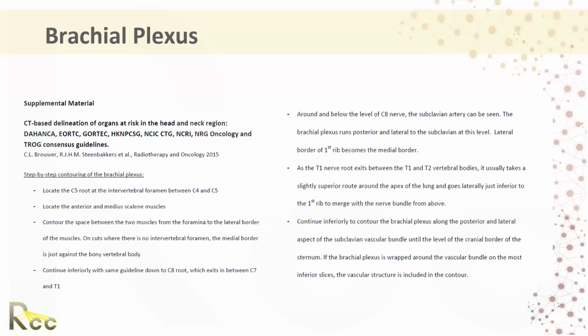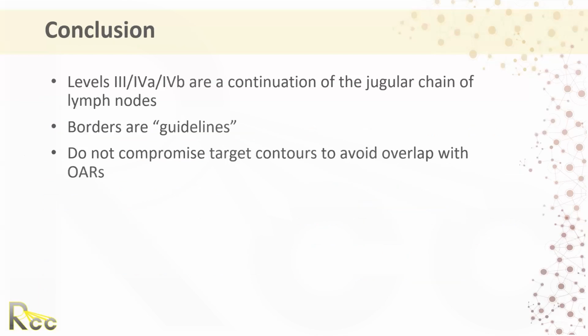So at least in the presentation part, this concludes what I'm describing in terms of the borders. Levels 3, 4A, 4B are all a continuation of the jugular chain of lymph nodes. I really want to emphasize the borders are guidelines, but humans are unique and different, and we always have to take their anatomy into account, also their prior treatments like surgery. There are also disease considerations like extranodal extension when you're contouring.